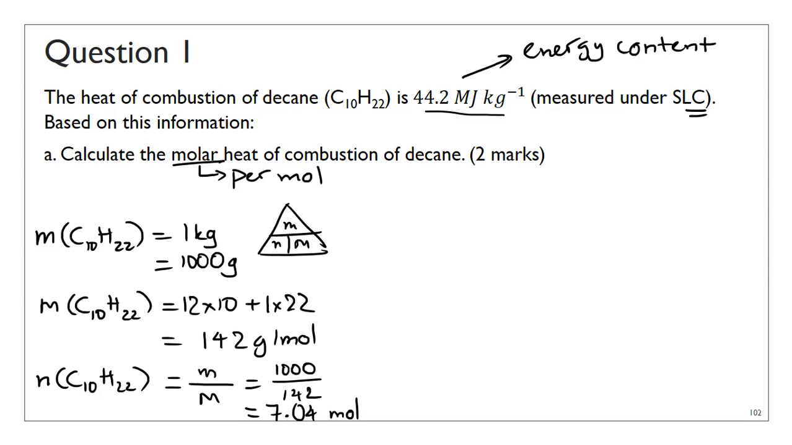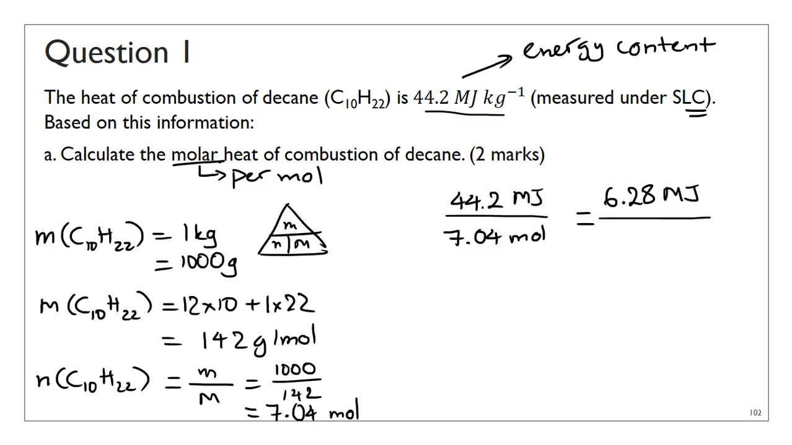And then from here, I can convert 44.2 megajoules per kilogram to the value per mole. So basically, you know that 44.2 megajoules is the amount of energy in 1 kilogram, which is the same as the amount of energy in 7.04 moles, since this is the number of moles in 1 kilogram. So if you divide one by the other, you will have the amount of energy released per mole. Now you want to keep the exact value in the calculator. So 6.28 megajoules is the amount of energy per 1 mole.